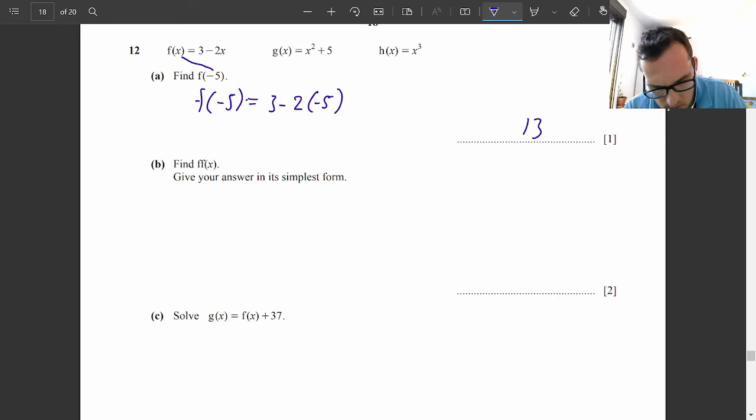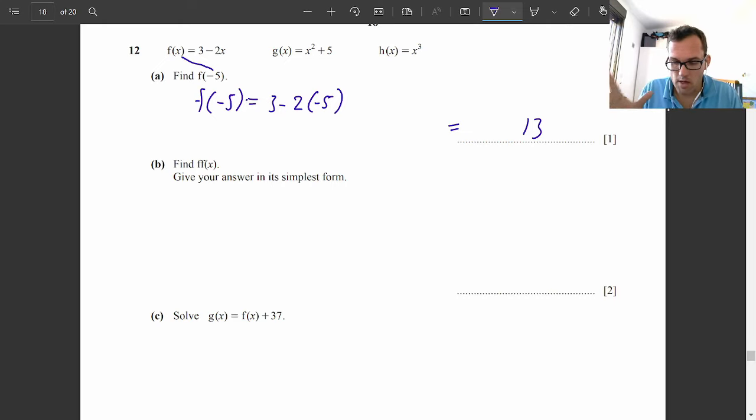Use a calculator to avoid silly mistakes. All right, two negatives makes a positive. You just hammer it in your calculator, you won't lose that mark. Many people lose a mark because they try to do it in their head too quickly. Right, next one, find the function of f of f. Give your answer in its simplest form.